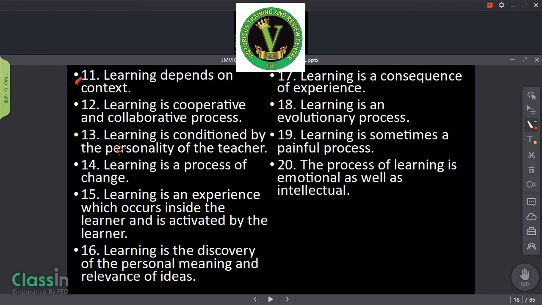Eleven, learning depends on context. Twelve, learning is a cooperative and collaborative process. Thirteen, learning is conditioned by the personality of the teacher. Fourteen, learning is a process of change. Fifteen, learning is an experience which occurs inside the learner and is activated by the learner. Sixteen, learning is the discovery of the personal meaning and relevance of ideas. Seventeen, learning is a consequence of experience. Eighteen, learning is an evolutionary process. Nineteen, learning is sometimes a painful process. And twenty, the process of learning is emotional as well as intellectual.